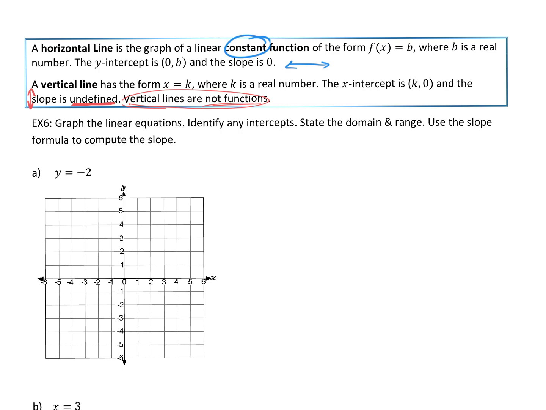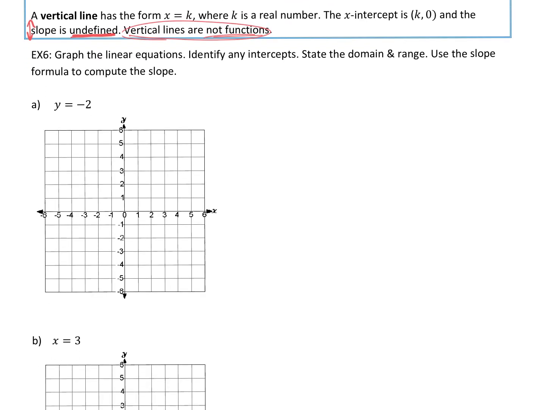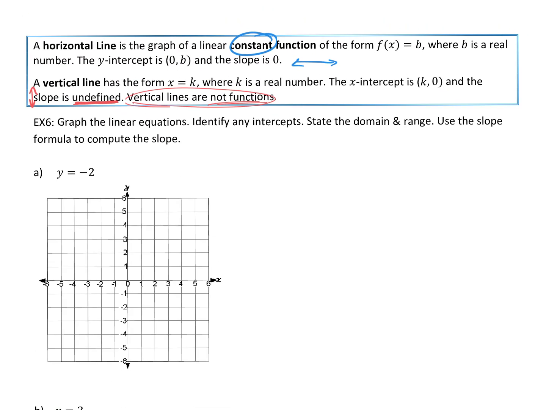So example 6, graph the linear equations, identify any intercepts, state the domain and range, and use the slope formula to compute the slope. All right, so let's see. What are we given? y equals -2. According to here, that would be a horizontal line. At what point? Well, -2. So that's going to be a horizontal line where y is -2, right there.